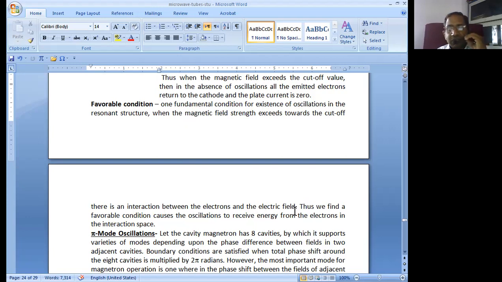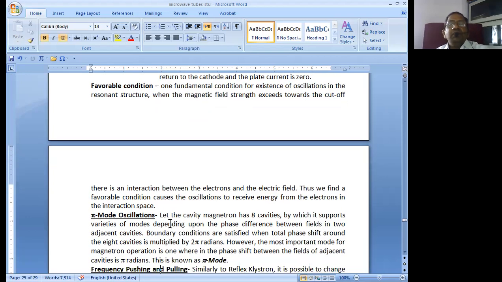So the electrons and the electric field are going to interact here. Because of that, we normally get movement of the electron beam in a curvilinear path in an oscillating manner. They will reach the anode so that we can pick the output from the anode. Thus we find a favorable condition that causes oscillations to receive energy from the electrons in the interaction space.